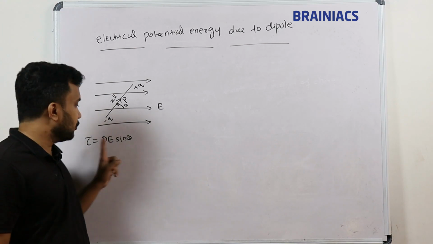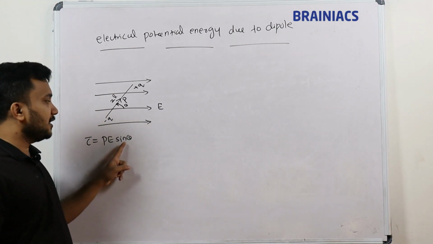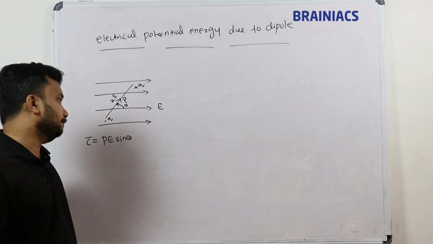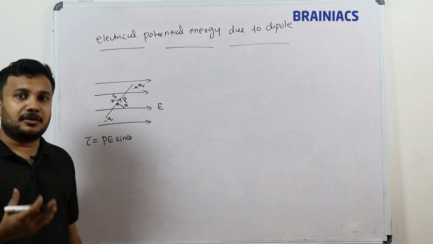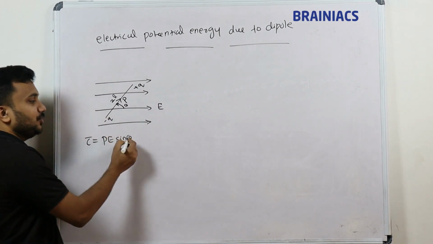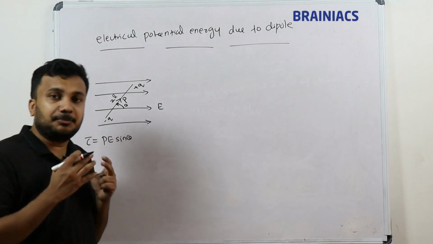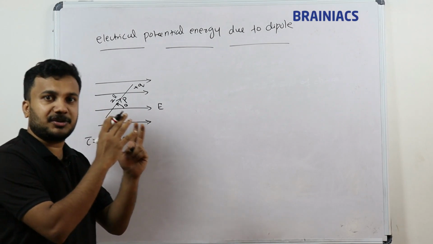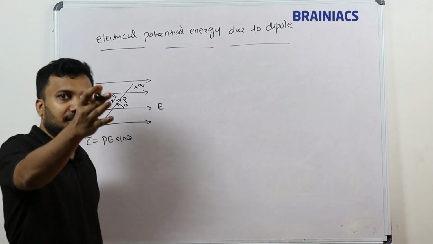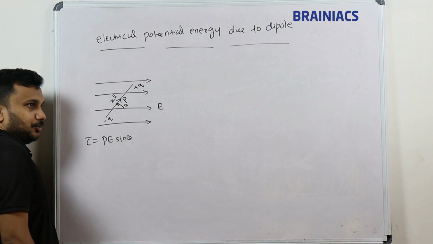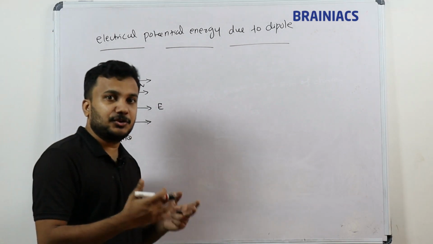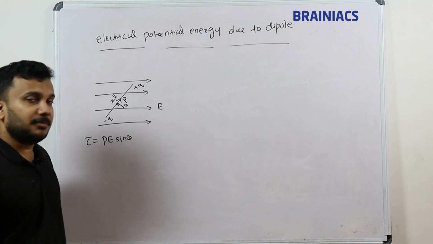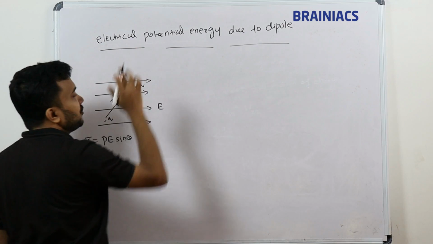Theta equal to 0 degrees means torque is equal to 0. When theta equals 180 degrees, torque is equal to 0. Theta equal to 90 degrees means torque is equal to PE. So the value of torque keeps changing with respect to changes in theta. If something is changing with respect to theta, distance, or time, we use a mathematical operation called integration. Here our problem is to find the electrical potential energy.